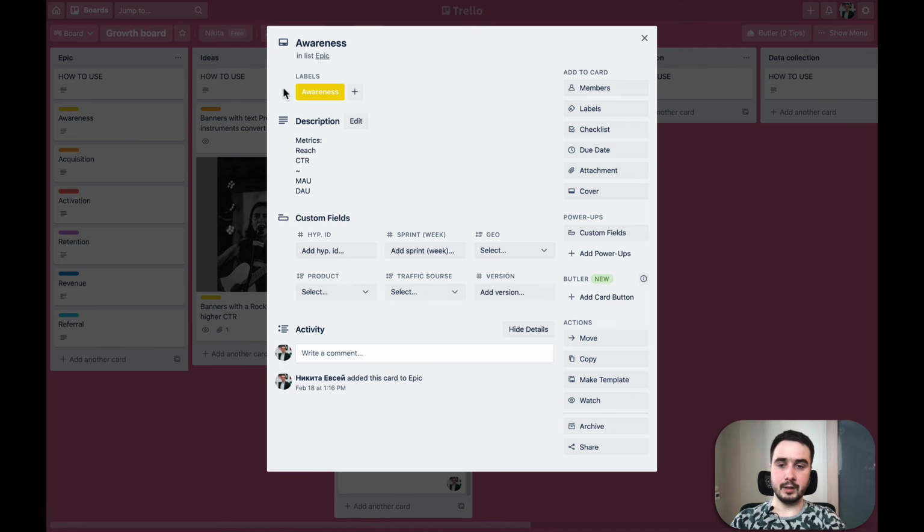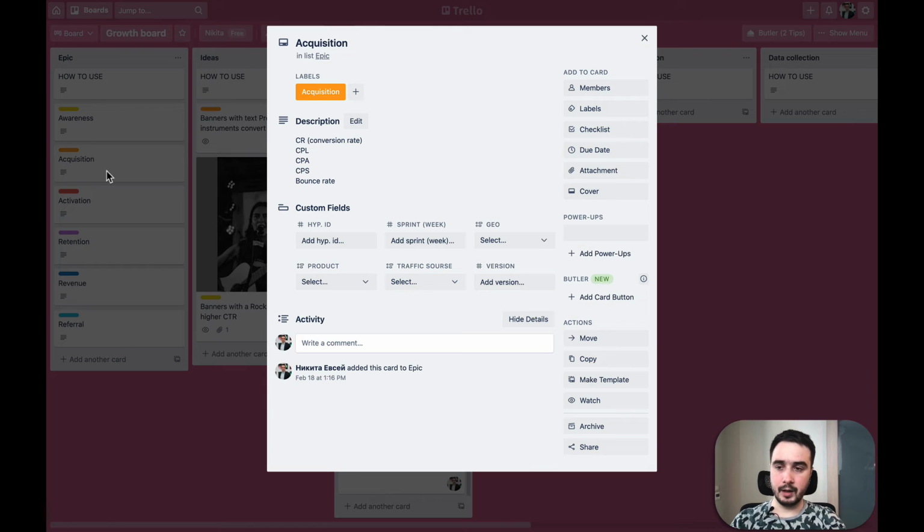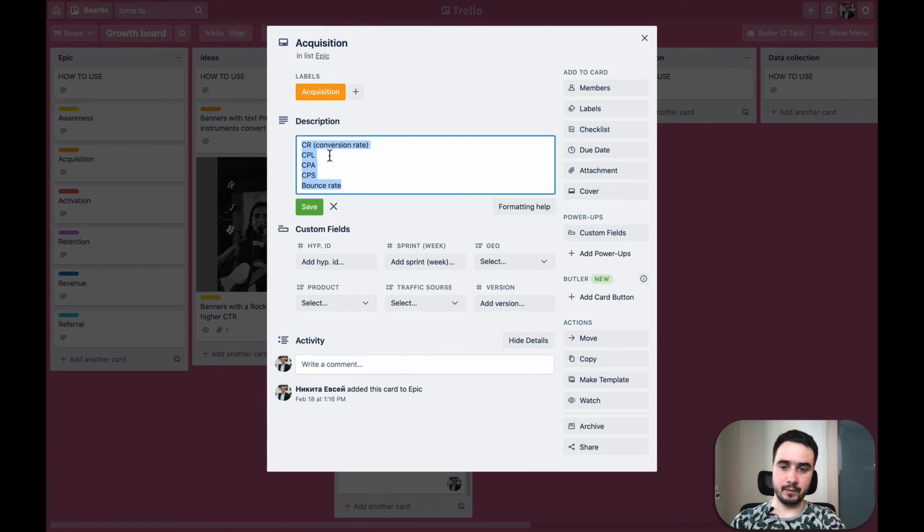So the first one is for awareness, and metrics for these steps are reach, how many people you reach with your advertising, CTR, these are metrics for applications, services, and so on. So if you sell something online, if you have, for example, an online shop, you have these metrics for your funnel. And acquisition metrics for this step are conversion rate, cost per lead, cost per action, cost per sale, bounce rate.